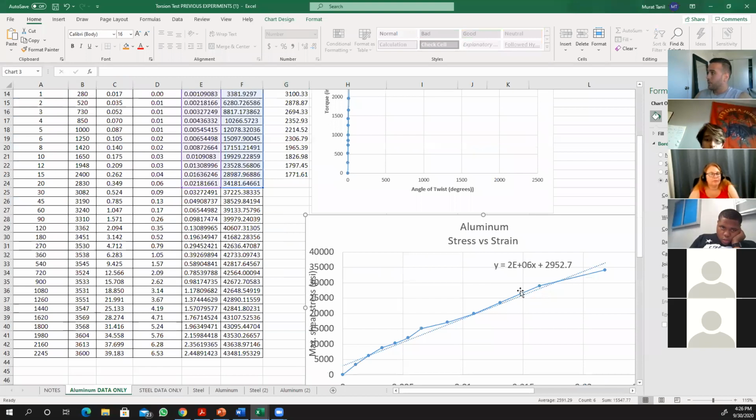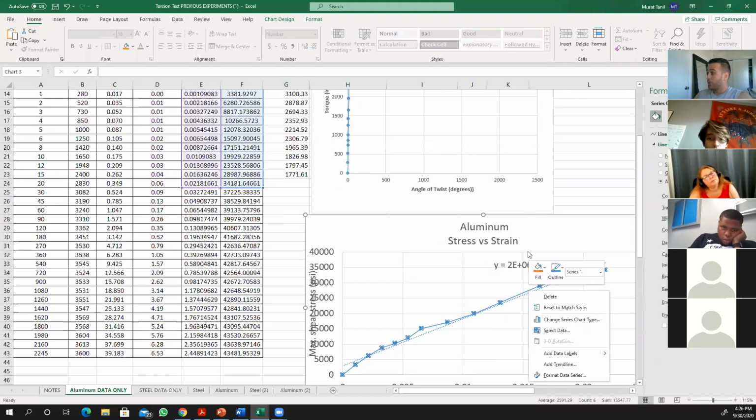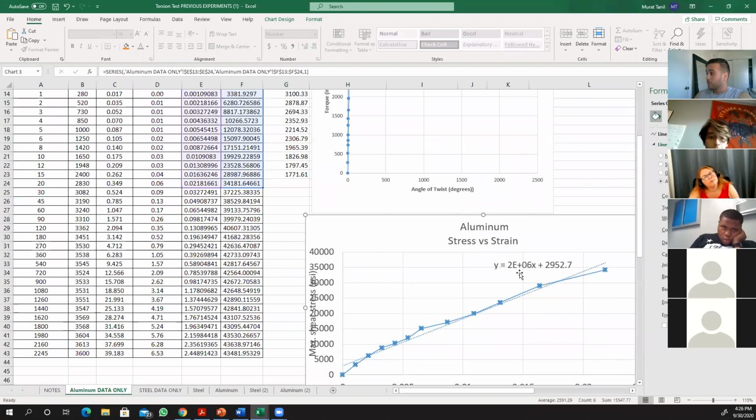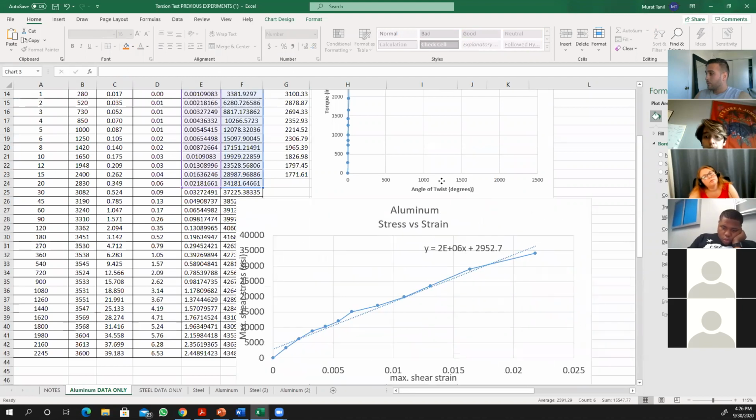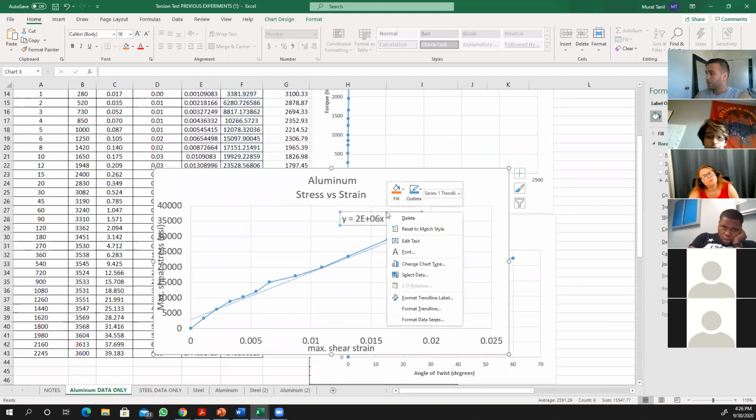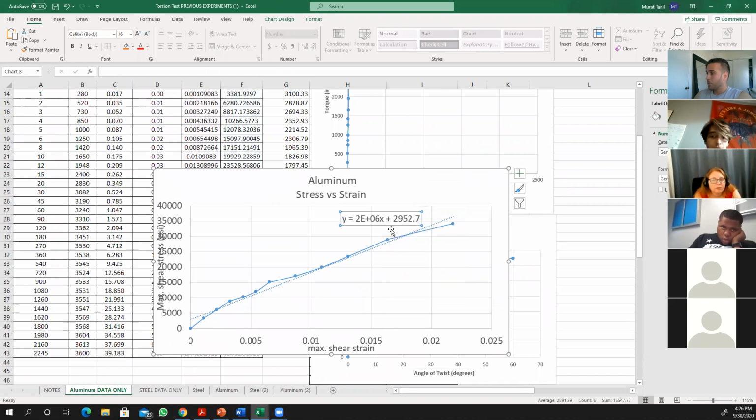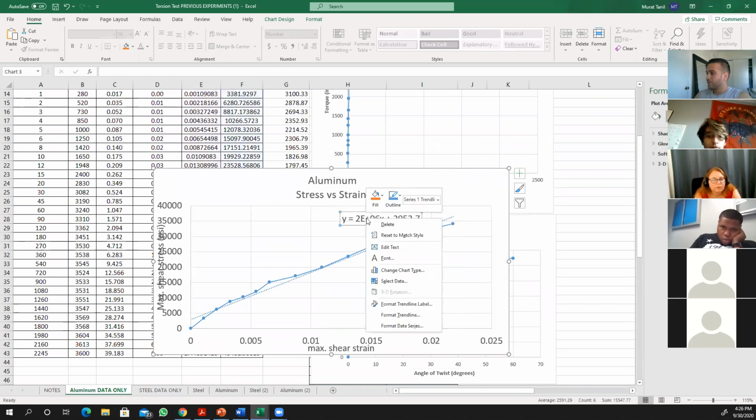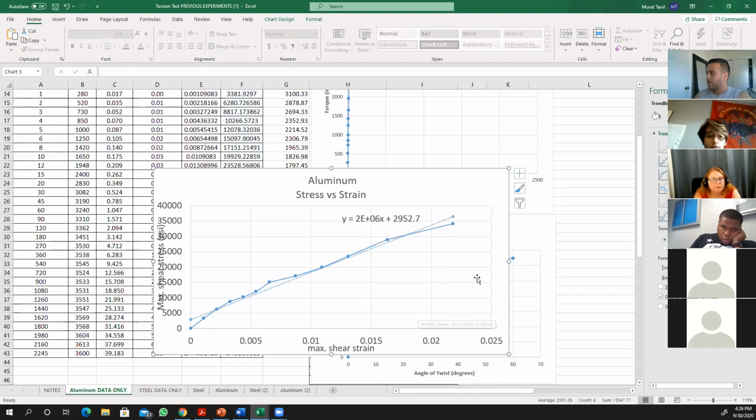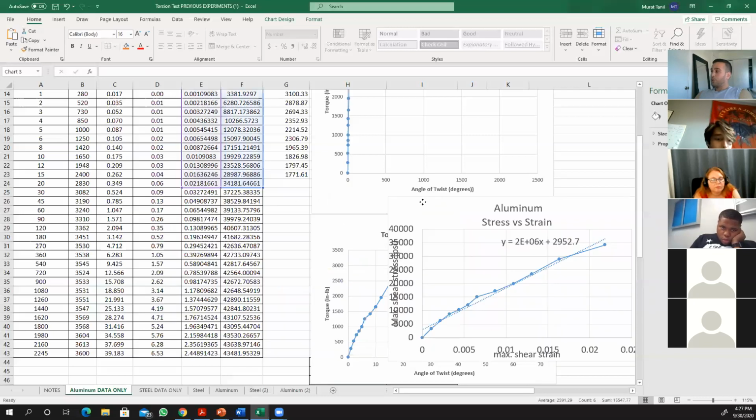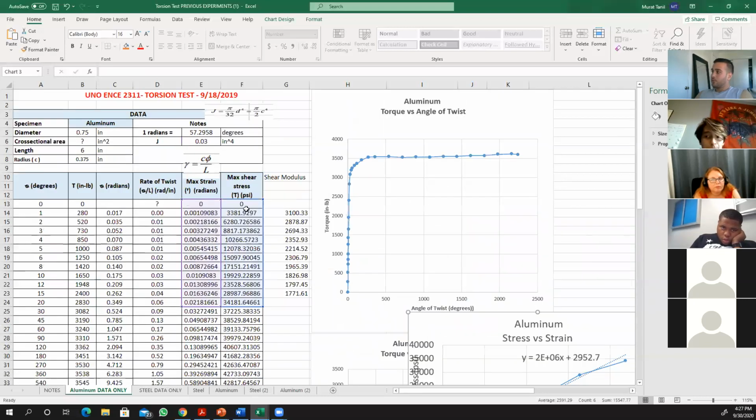Let's put it this way. If you want the equation from the graph, that would be particularly the 2e to the 6. That's this one. And then what's next? What do you mean what's next? You want me to do the steel for you as well? And finish the report for you, submit it?